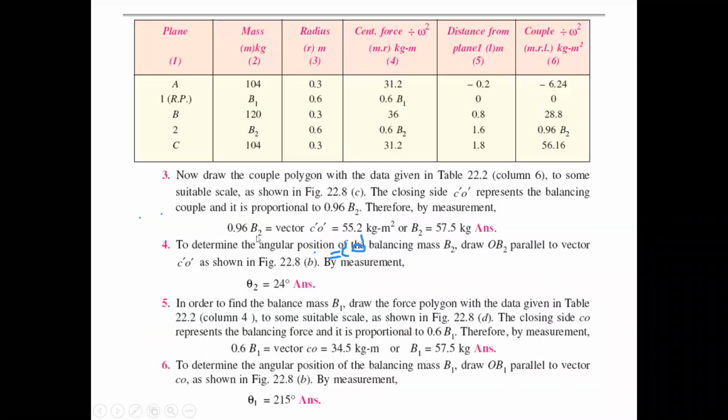Just you will observe that the B2 value is 0.96 B2 equals vector C dash O dash. That value is 55.2 kg. So that means B2 is 57.5 kg. B2 is there and their direction. So the magnitude value is 57.5 kg. And the direction already came in our diagram, the couple polygon diagram.